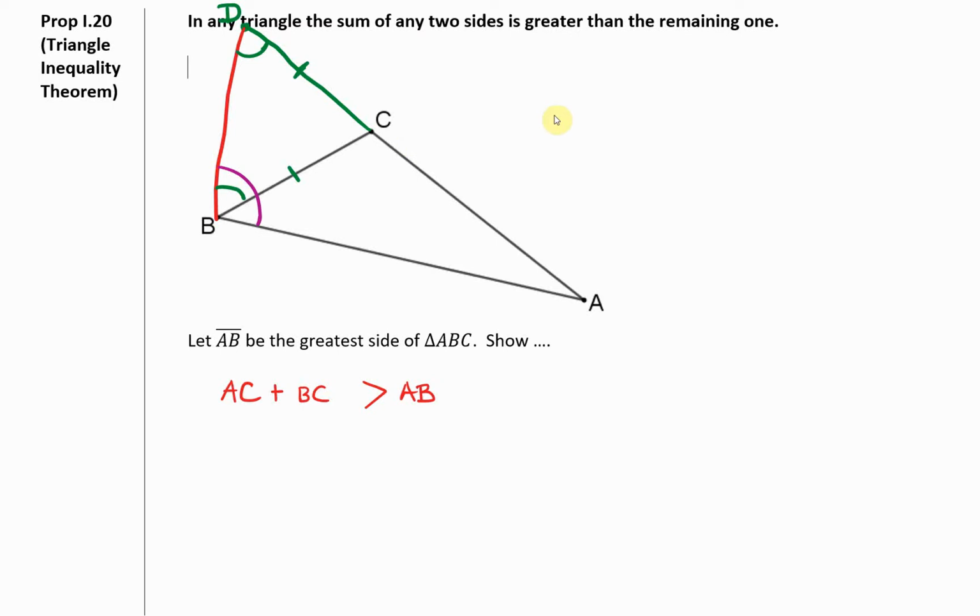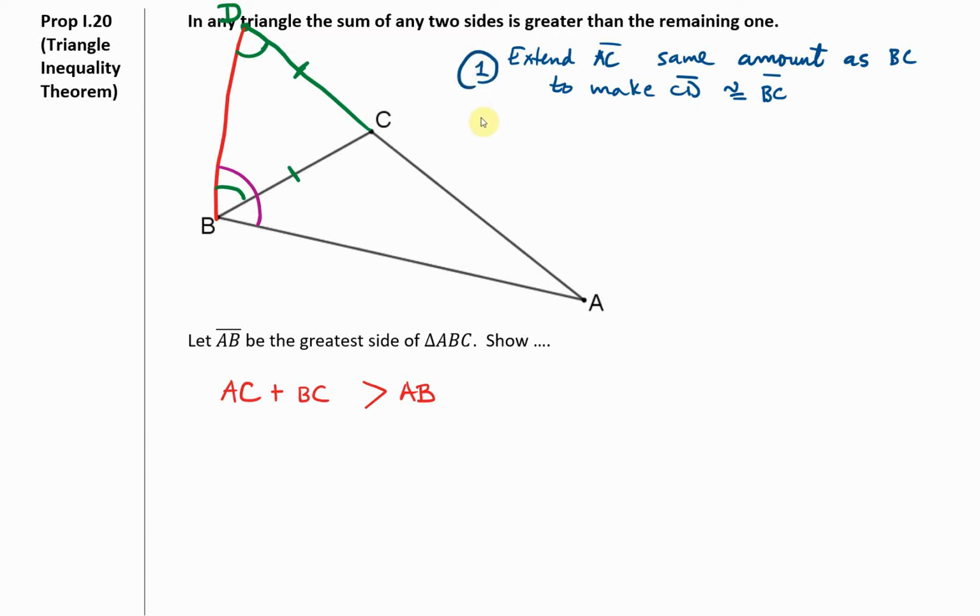So what would we do? We extend AC the same amount as BC to make CD such that it's congruent to BC. Okay, so that's what we did here in the first line. Okay, and then simply join D to C.